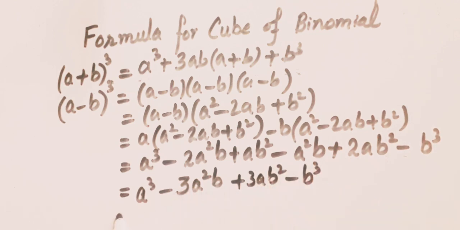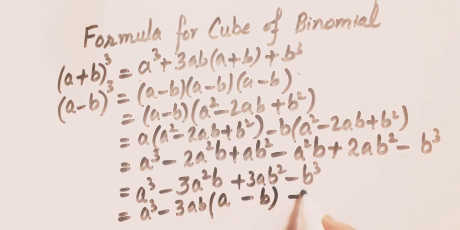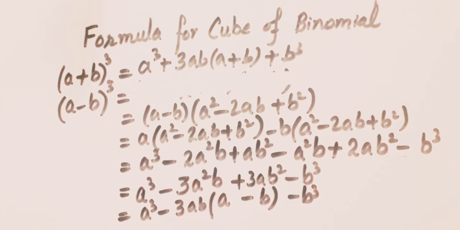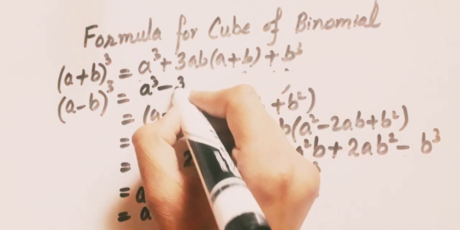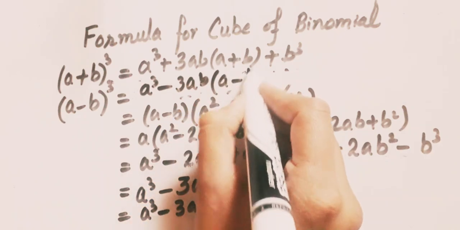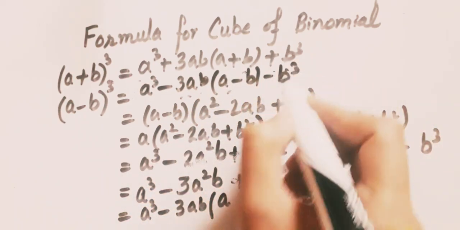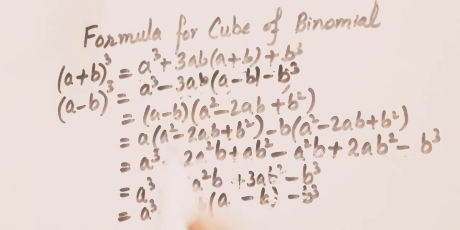Now from these two middle terms we will take minus 3ab as common. Remaining is (a minus b) cube. So this is the required formula of (a minus b) whole cube. We will write this. a cube minus 3ab into (a minus b) cube. We will use these two formulas in the next exercise. Now exercise 6.7.